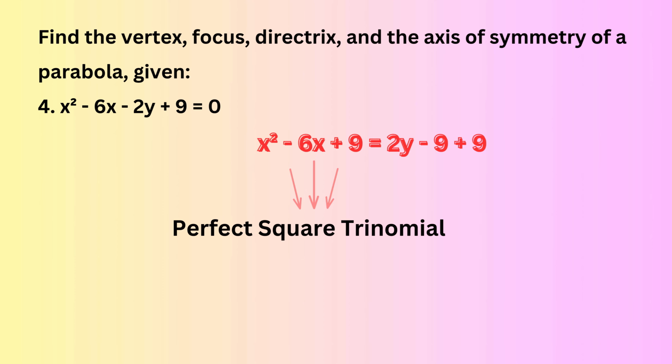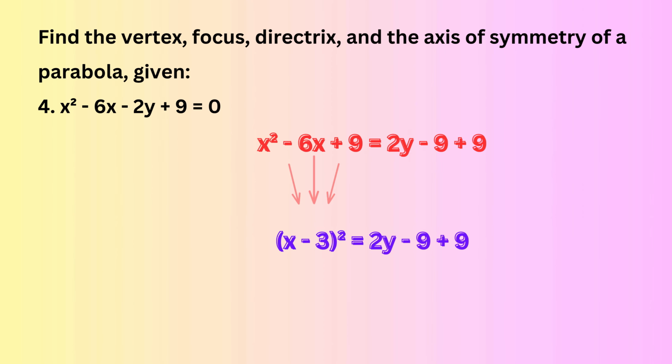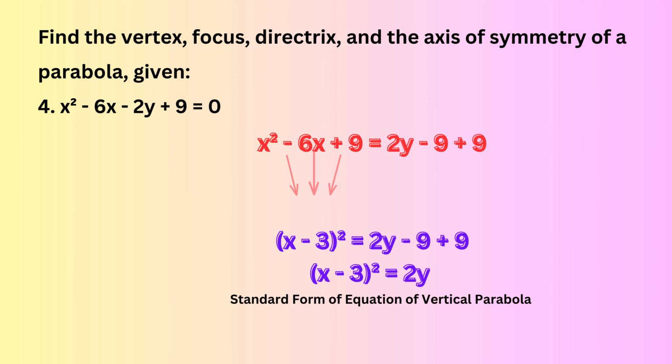Rewrite the perfect square trinomial as a square of binomial, and we will get (x - 3) squared. Lastly, simplify the right side of the equation, and we will get 2y + 0, or 2y. And that is how we write a general form of equation to standard form. We can now easily identify the parts of parabola using this.